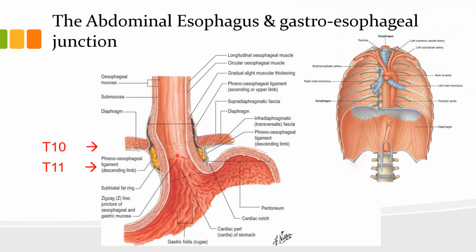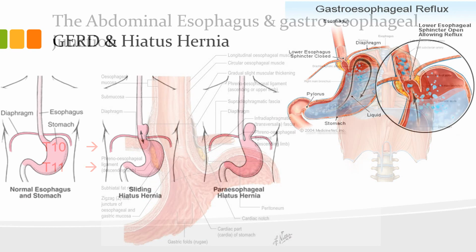This is a very important area because here the epithelium changes from the squamous epithelium of the esophagus into the columnar epithelium of the stomach, and repeated injury here can lead to malignant changes. This part of the esophagus, the abdominal part, is supplied by branches from the inferior phrenic arteries. It also receives blood supply from the left gastric artery.